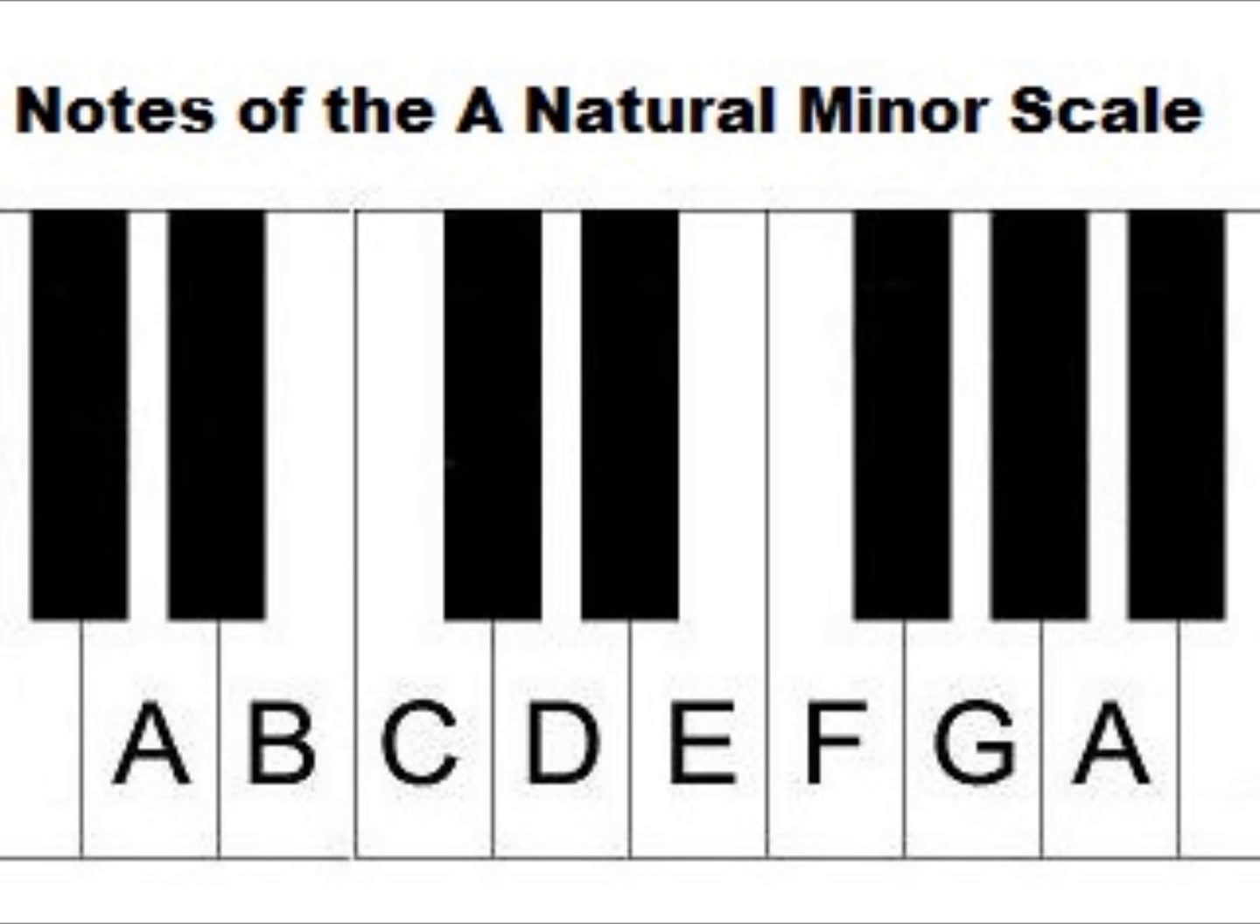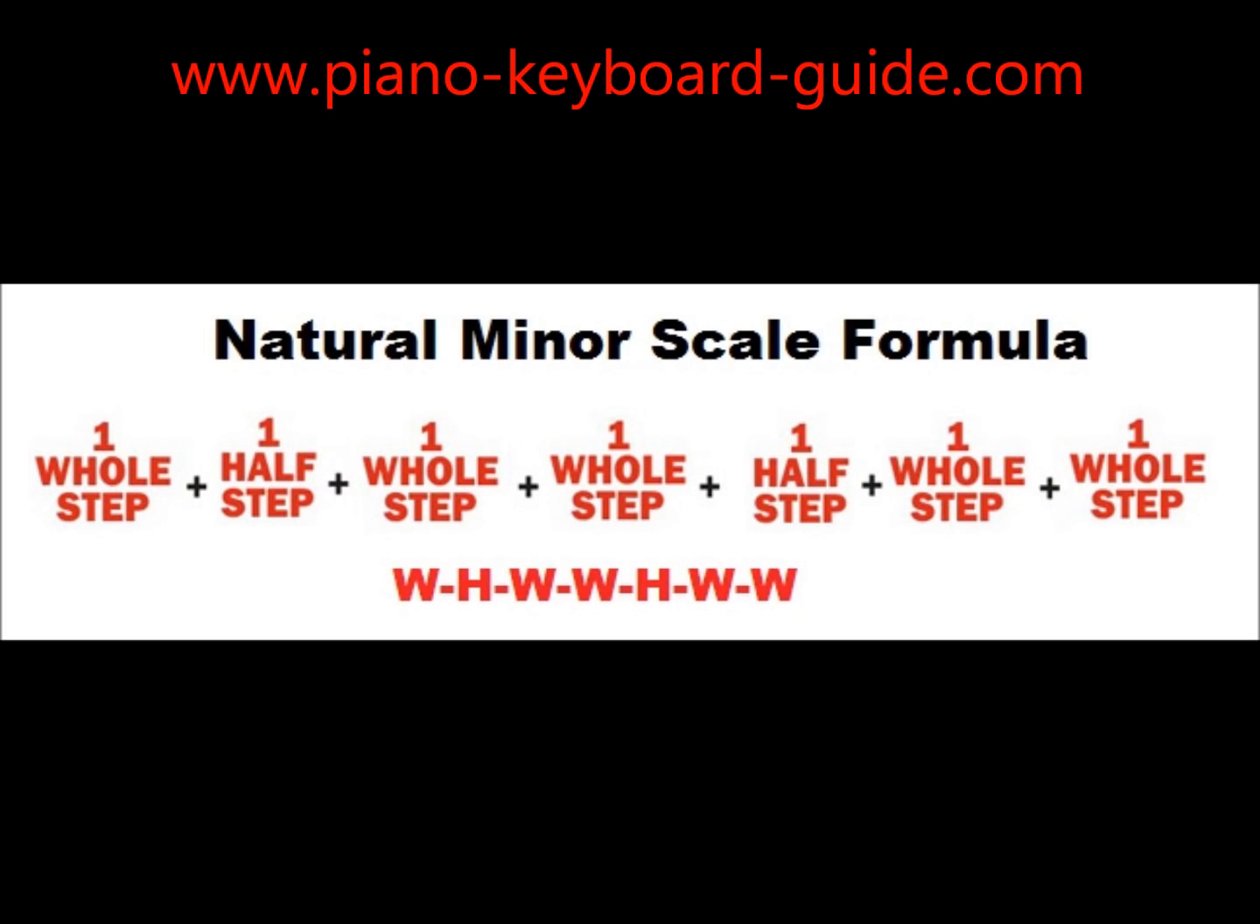The difference between the major and minor scales is the pattern of whole steps and half steps. In a natural or pure minor scale, the formula is whole step, half step, whole step, whole step, half step, whole step, whole step, or W, H, W, W, H, W, W.